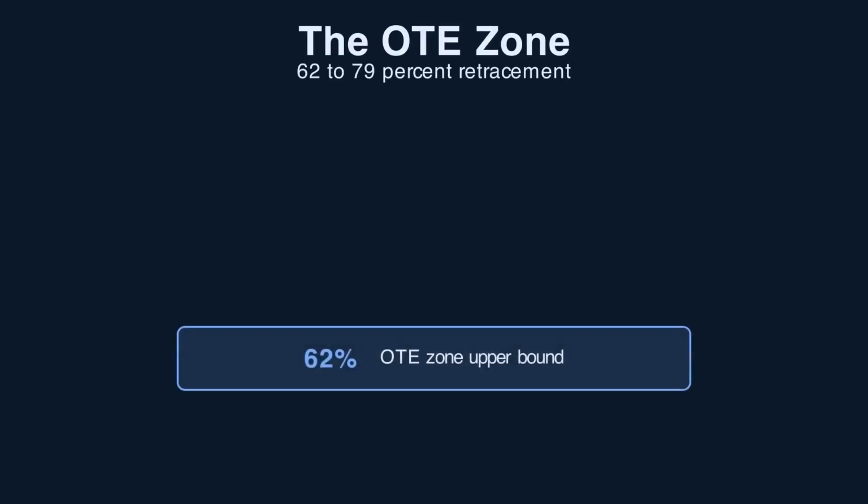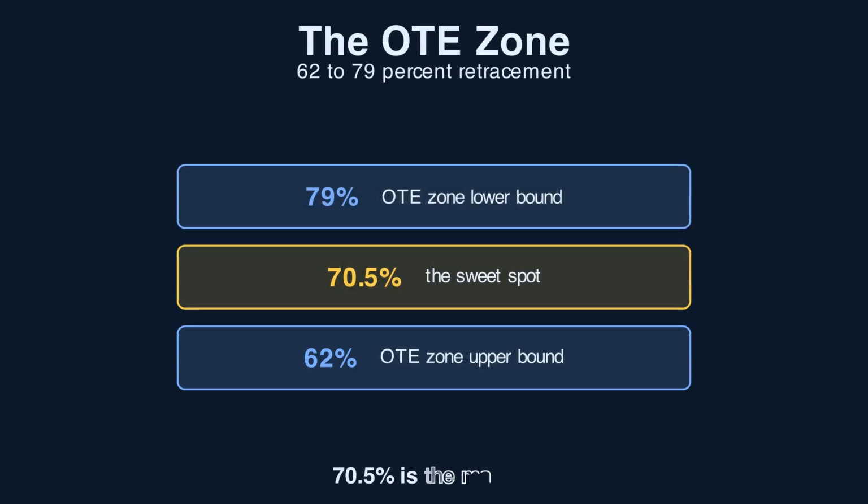Here is the framework. Take the move you want to join, the impulse leg up or the impulse leg down. Draw your fib from the start of the leg to its peak. The OTE zone is between 62 and 79% retracement of that leg. Inside that band, the 70.5% level is the magnet, the level smart money seems to fill entries at consistently.